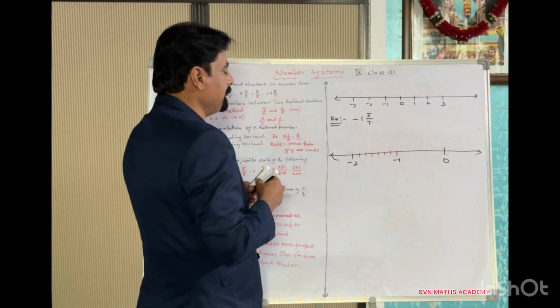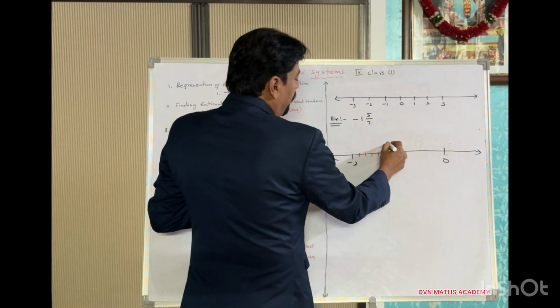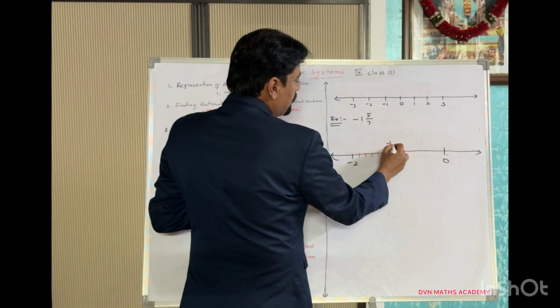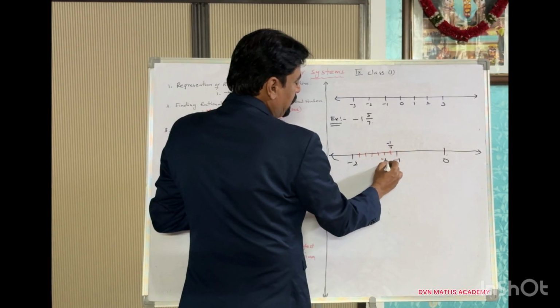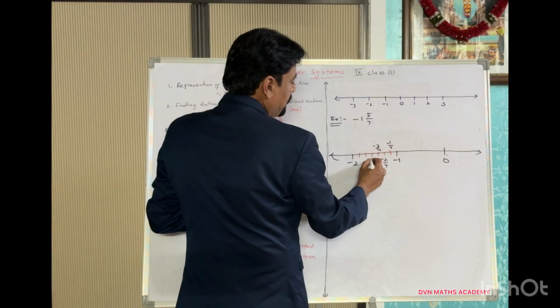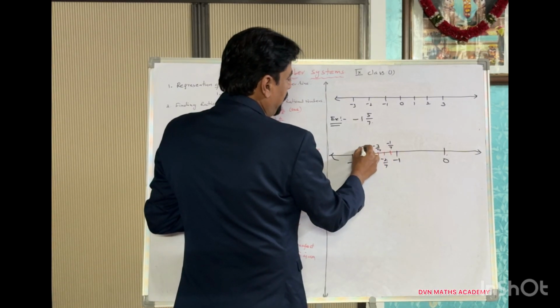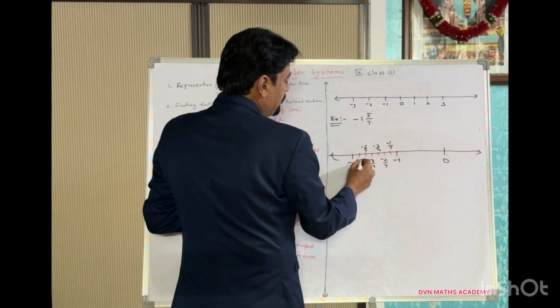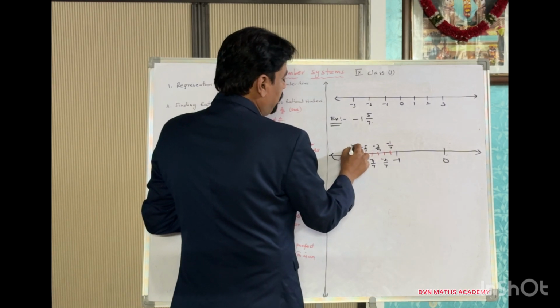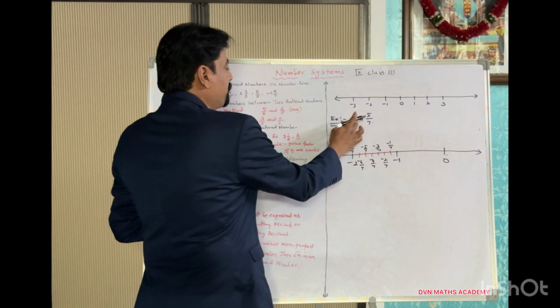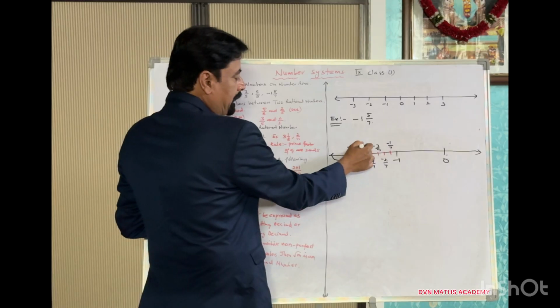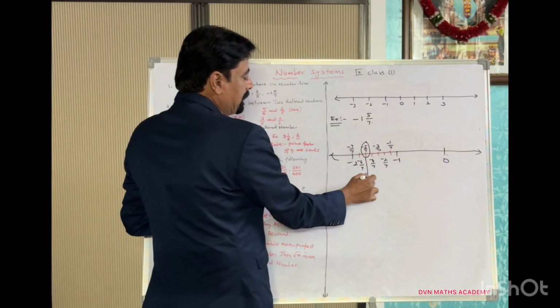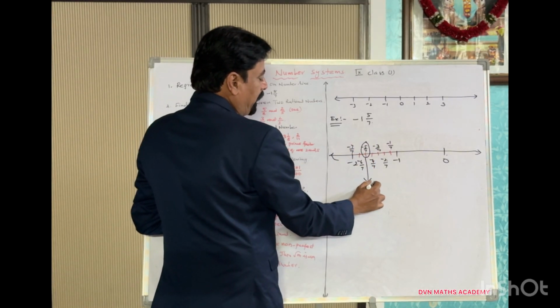Now you write this is minus 1 by 7, this is minus 2 by 7, this is minus 3 by 7, this is minus 4 by 7, this is minus 5 by 7, this is minus 6 by 7, and minus 7 by 7. So where is my minus 5 by 7? You want to see, this is minus 5 by 7. This number indicates minus 1 5 by 7.